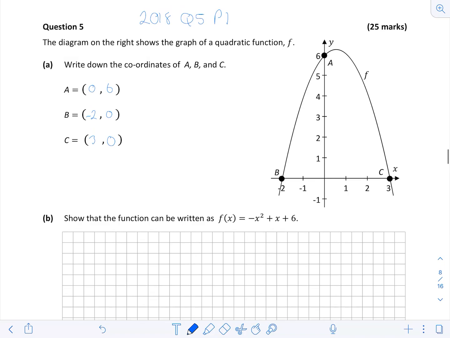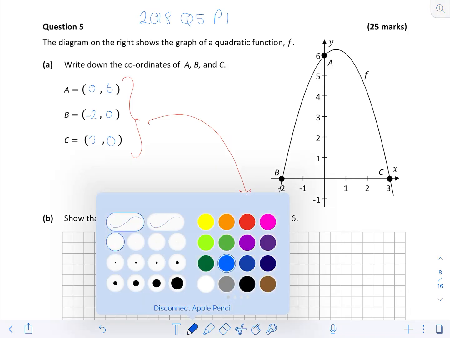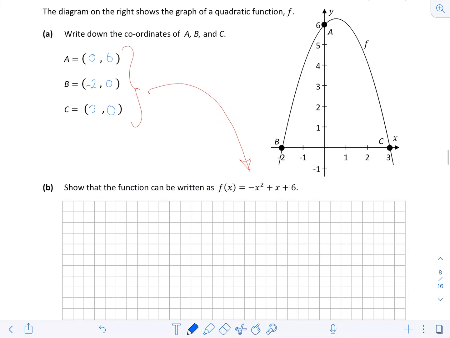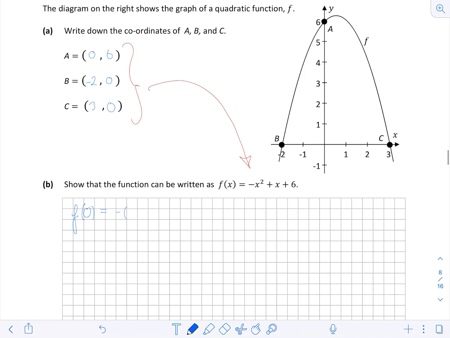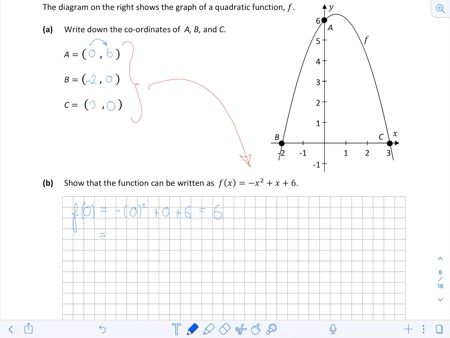So I'm going to have to put this information into here, and I'll put all 3 in. So I'll put in f of 0, and I hope f of 0 will give me a 6, because 0 gets turned into a 6. So does that happen? 0 plus 0 plus 6 is equal to 6. Yes. True.